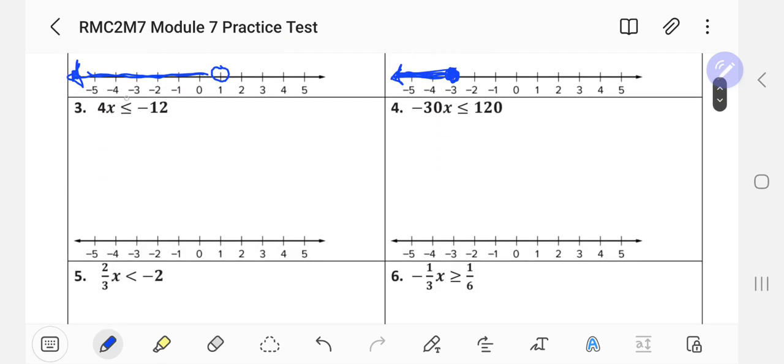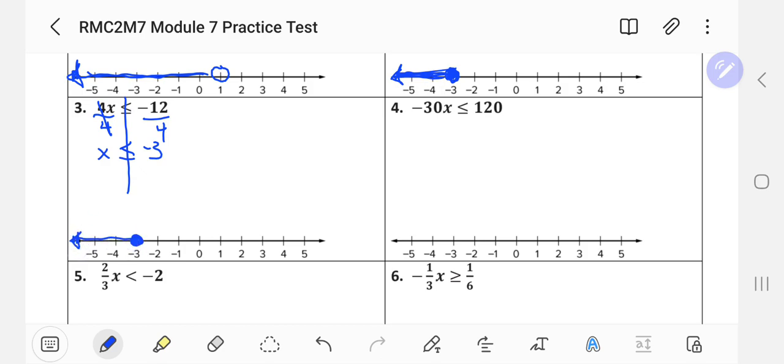All right. I'm going to read it on the variable side. It says 4 times x, so I'm going to divide by 4. Inverse operation to cancel that 4 out and isolate the variable, bring my inequality down, do my math. Negative 12 divided by 4 is going to be negative 3. And I'm going to read it from the variable to graph it. X is less than or equal to negative 3, so I'm going to go to negative 3 and close that circle in and shade left.